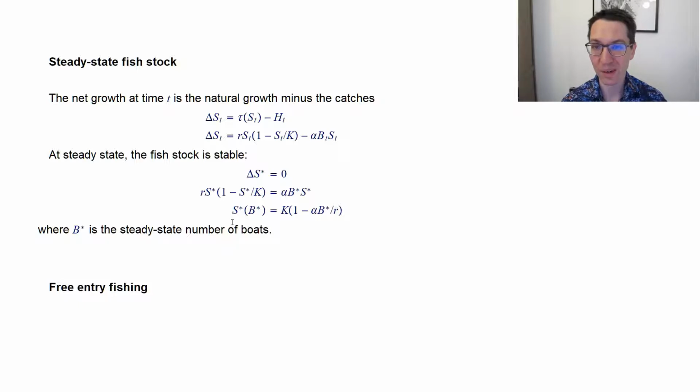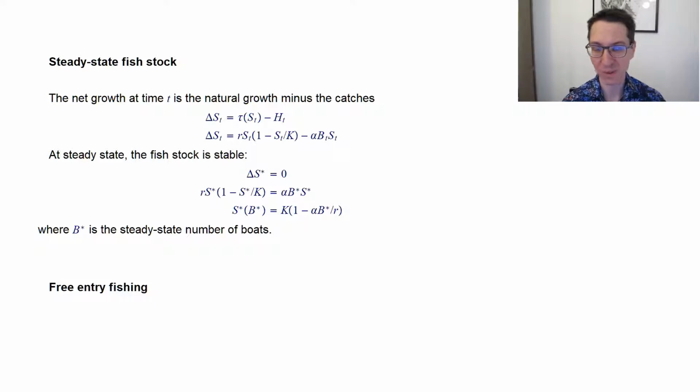But are we done? Well, no, because both are variables. So what we want is an equilibrium that's just a function of the parameters of our problem. So here we only have one equation. We need a second one. And to do that, we're going to have to make some assumptions about how the fishing industry works. So let's start with the simplest one.